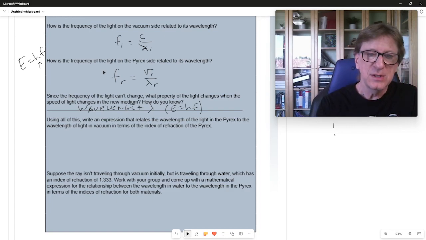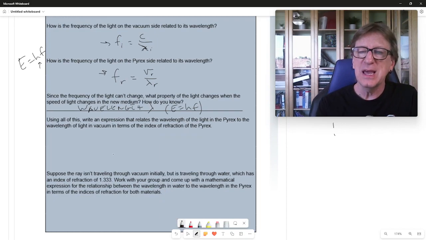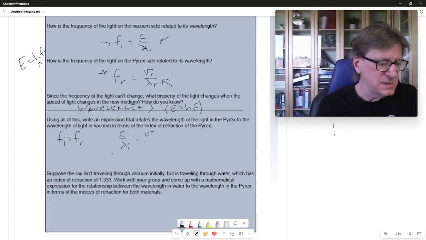All right. So let's see if we can build this together. We know that this frequency and this frequency have to be the same. It can't change. So I know that f_i is equal to f_r. So that means that this fraction must be equal to this fraction. So let's set them equal to each other. So I get c over lambda_i must equal, we'll just say v since we only have one thing going on here, over lambda_r.